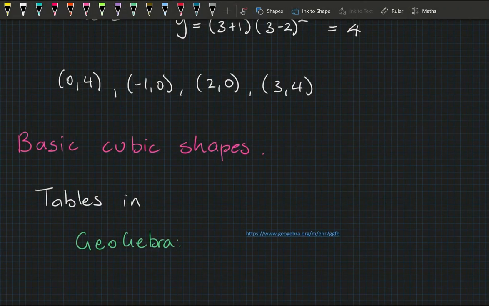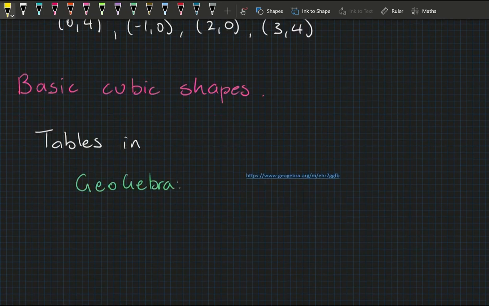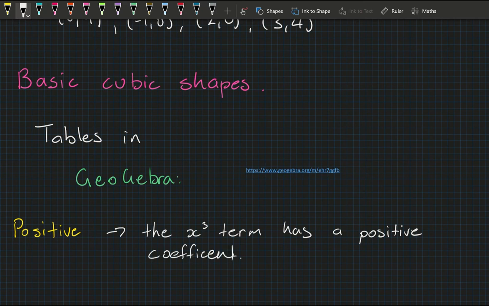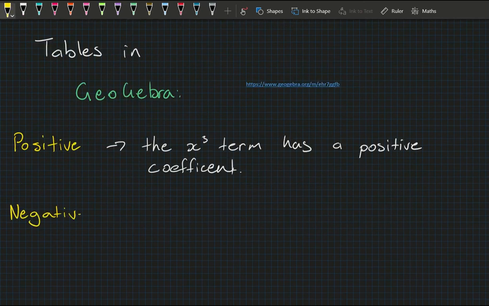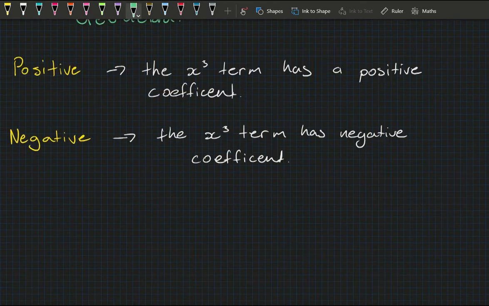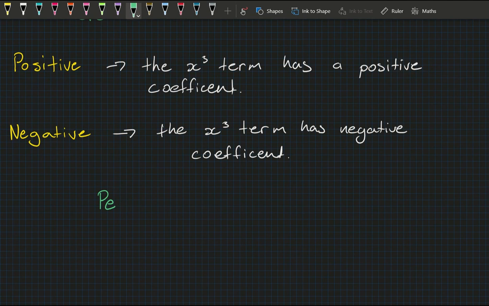All right, so let's summarize those general shapes. So first of all, we have to describe what a positive graph is. As far as a cubic is concerned, that's when the x cubed term has a positive coefficient. Therefore, a negative cubic is when the x cubed term has a negative coefficient. So we've got positive and negative, and then the two basic shapes are firstly a perfect cube.